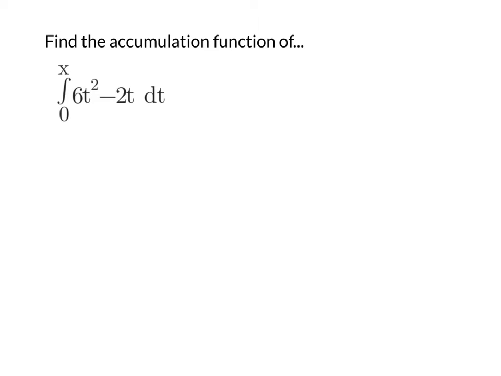If we're going to find the accumulation function for the integral from 0 to x of 6t squared minus 2t dt, all we have to do is actually integrate this. So the integral of 6t squared, that means we're going to increase the power by 1 and then take 6 divided by that power. And then the power of t is 1, so we'll increase that to 2 and take 2 and divide it by 2. So there's our coefficient. And we're going to evaluate this from 0 to x.